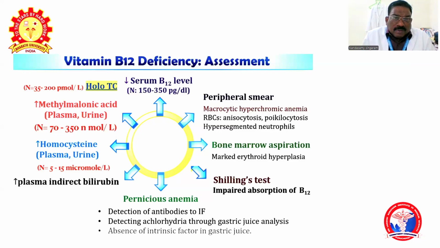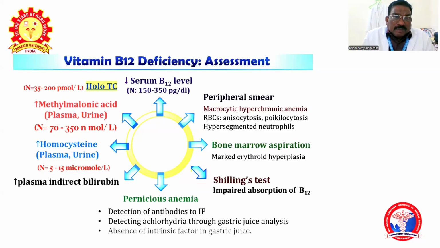We can also estimate homocysteine level, both in urine and plasma. In plasma, the reference range of homocysteine is 5 to 15 micromole per liter. In the case of B12 deficiency, the homocysteine level is increased, greater than 100 micromole per liter.